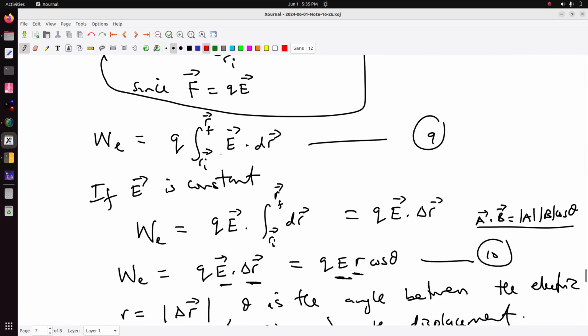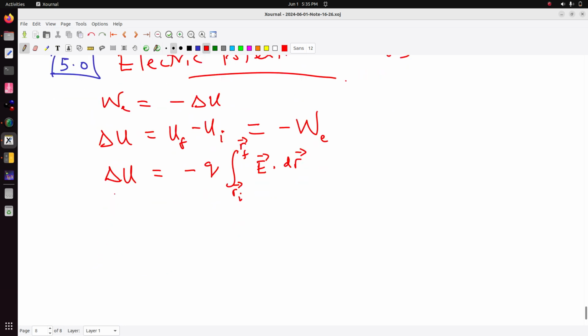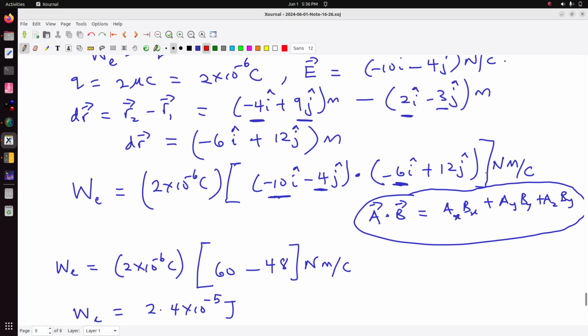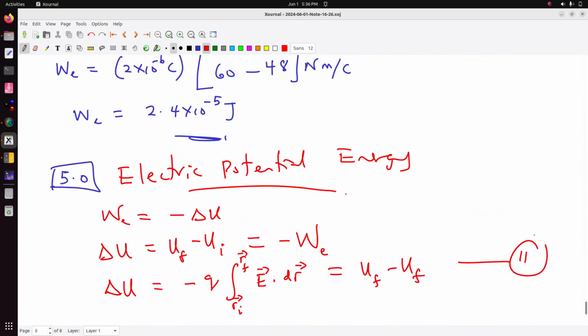So it's Q, so in that case, we're not going to have minus Q. Minus Q integral from Ri to Rf of the scalar product of the electric field and the displacement vector. So this is what we have, and this is U_F minus U_I. This is also an important equation that will be labeled as equation 11.